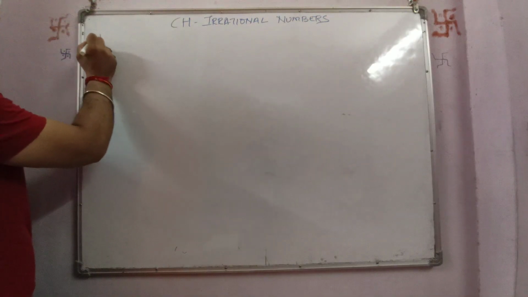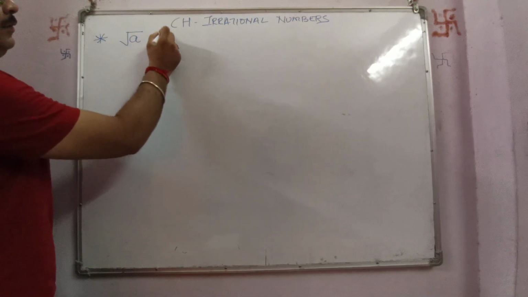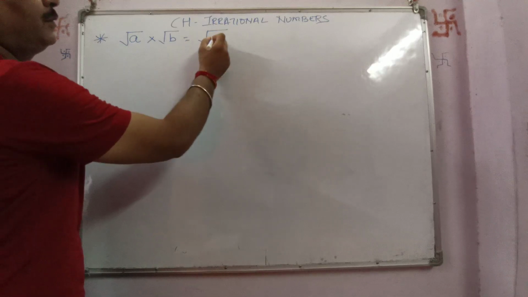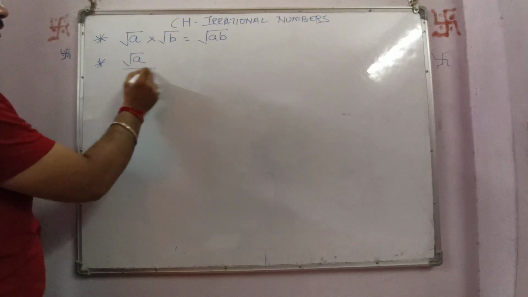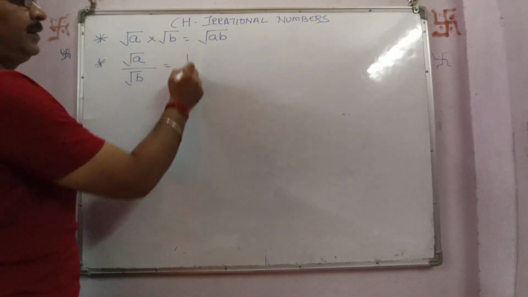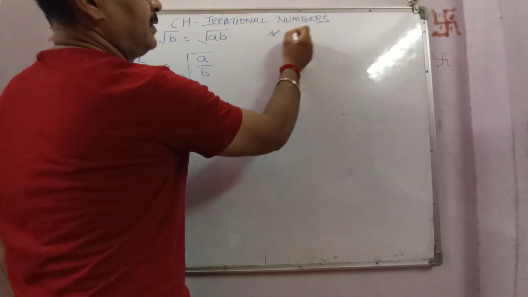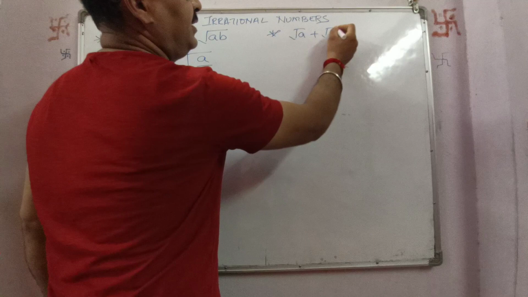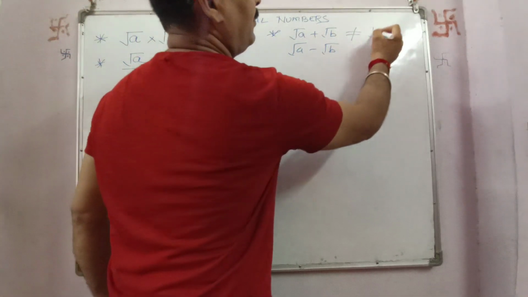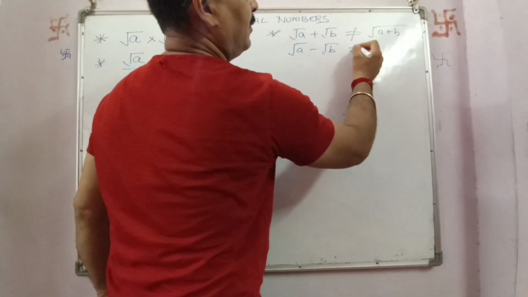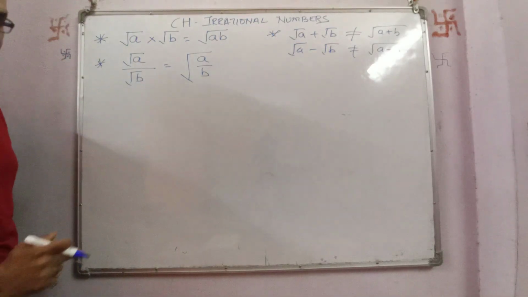So some important points. Say if we are multiplying root a into root b, that will be equal to what? Root ab. Similarly, if root a is divided by root b, then it can be written as root a upon b. But do remember that, students, for addition or for subtraction, this is not equal to root a plus b. This is not equal to root a minus b. Only for the multiplication and division is there.